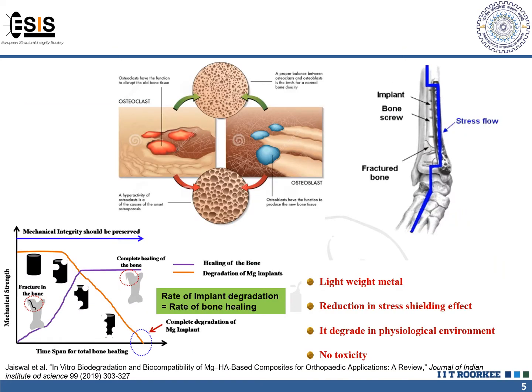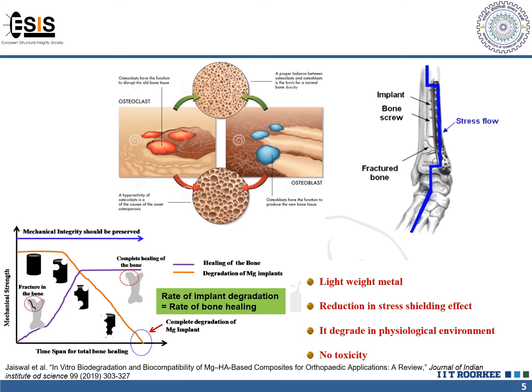In normal bone growth conditions, there is equilibrium between the osteoblast and osteoclast cells. Osteoblast cells are bone forming cells and osteoclasts are bone absorbing cells. But in case of stress shielding, the osteoclasts are more prominent and they try to decrease the bone mineral density, and later it causes the failure of the implants.